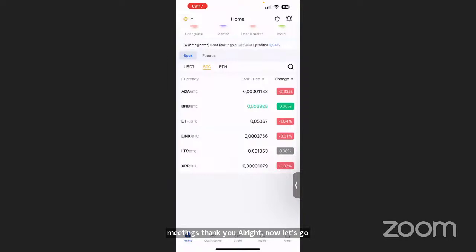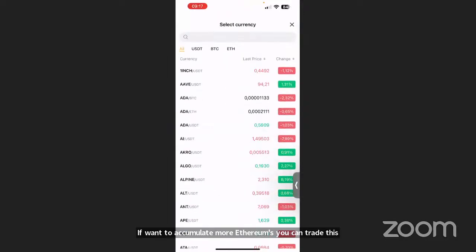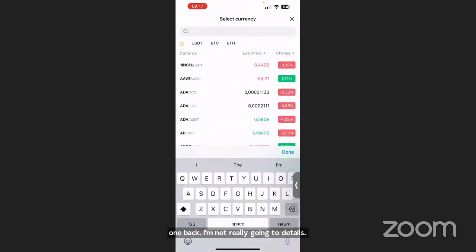You see the BTC pairs. If you want to accumulate more BTC, you can trade these ones. If you want to accumulate more Ethereum, you can trade this one. But I'm not really going into details. Now, the search button here, you use it to search for a coin.